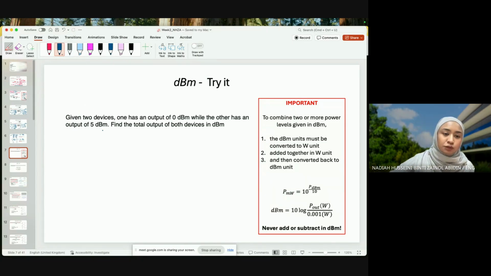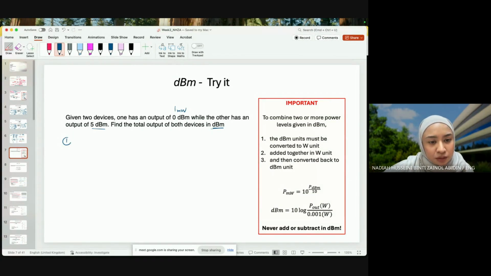Okay. Given two devices, one has an output of 0 dBm. So right off the bat, I already know this is 1 milliwatt. While the other has an output of 5 dBm. Okay, so this one I can't convert because it's not times 2 or times 10. So I need to do it using the equation. Find the total output of both devices in dBm.